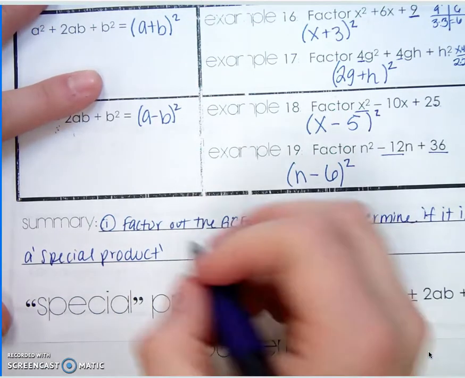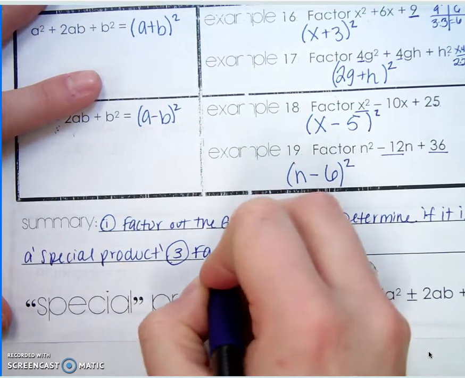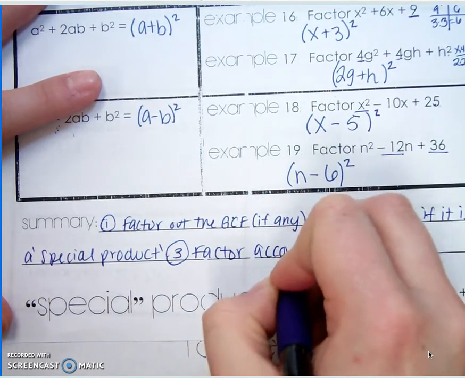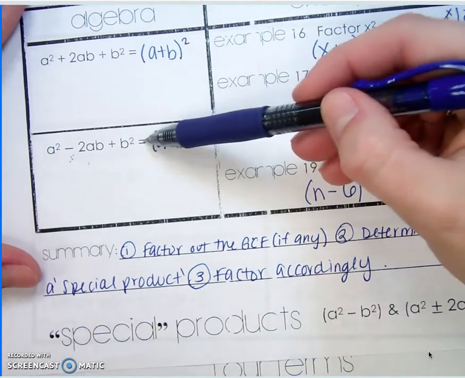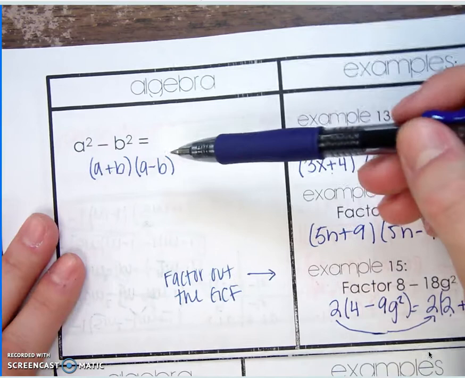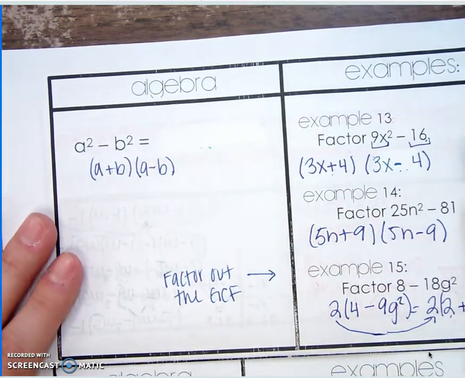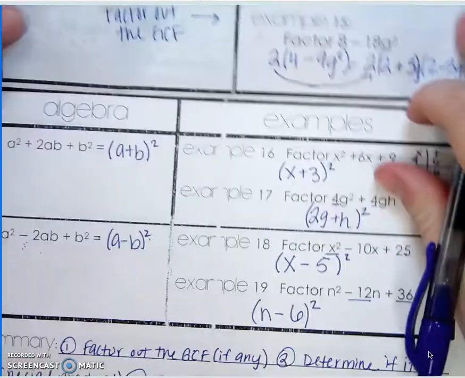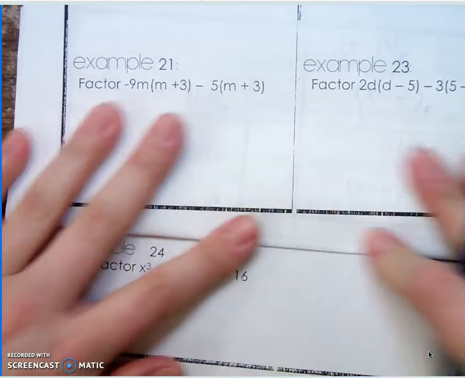Okay, and we're going to factor accordingly. So again, if this was our special product, we know that this is what it's going to look like. But then if this is what our question looked like, we know this is what our answers are going to look like. So you factor according to what the question's given as. All right, and then 4 terms.